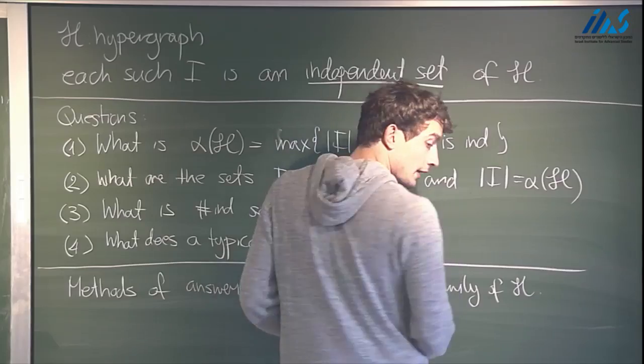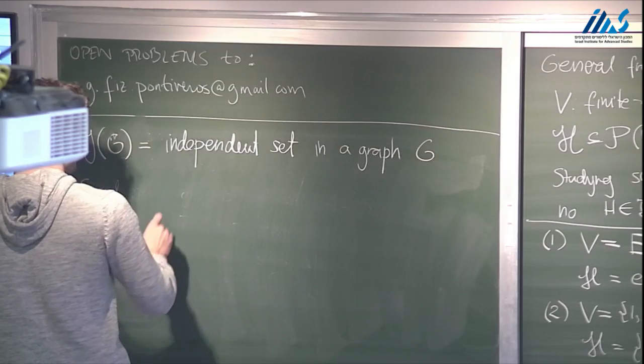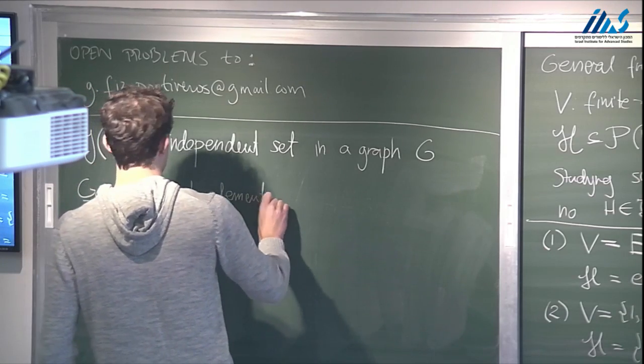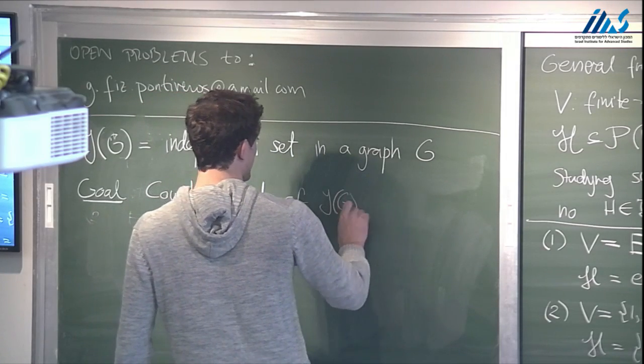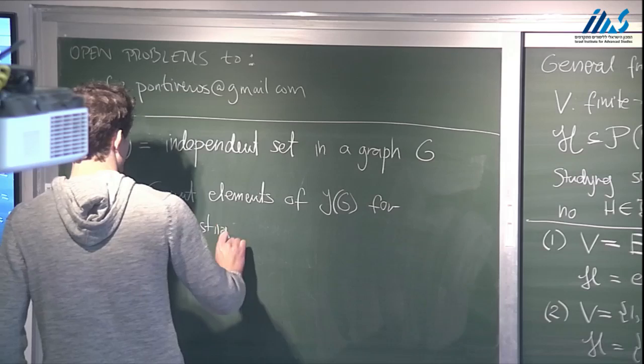So the goal for today: let I of G be the family of all independent sets in a graph G, and the goal for today is to count elements of I of G for, let's say for now, interesting graphs G.